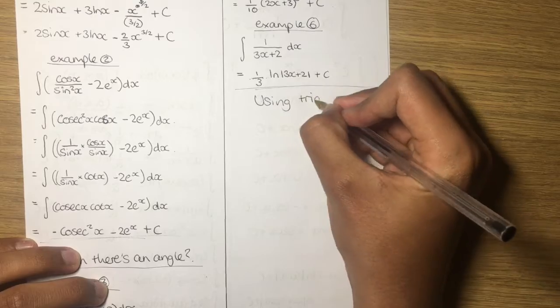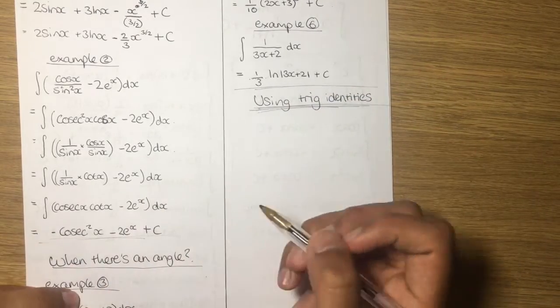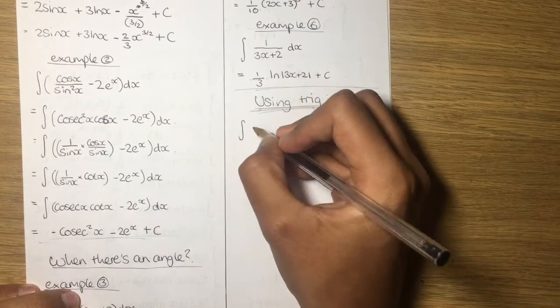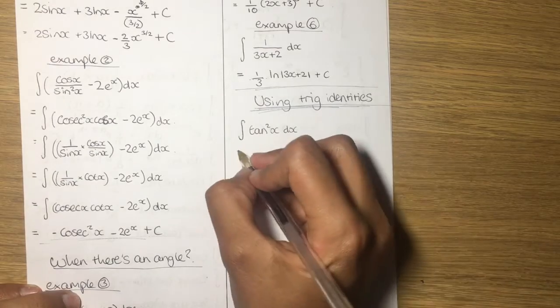Hello people, continuing with integration. So here, now we're actually going to be using trig identities. So we're going to integrate tan squared x with respect to x.